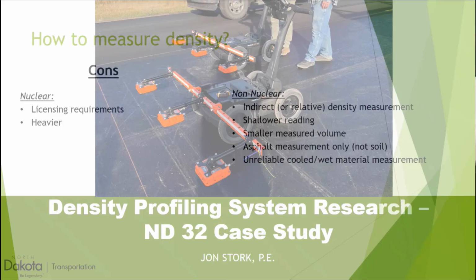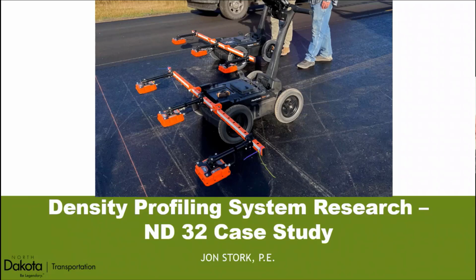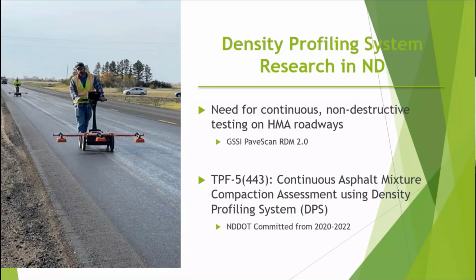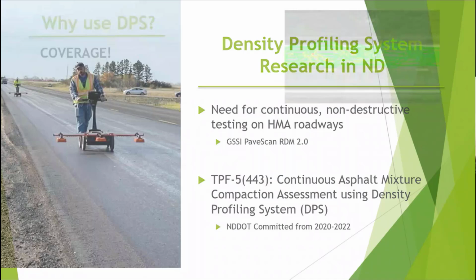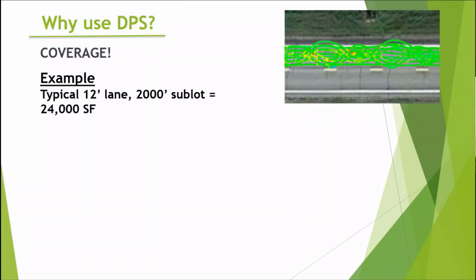And again, I mentioned John, he did this case study on Highway 32, north of Castleton a long time ago. It was the first run, I think. North Dakota DOT's part of this pooled fund job, the second one there, TPF-5, Pren 443, continuous asphalt mixture compaction. I just want to get some data, and I think Kurt's going to show some as well. But the push here is, hey, I want to get as close to real-time data on density, most accurately, and cover the whole road. So why use the DPS?